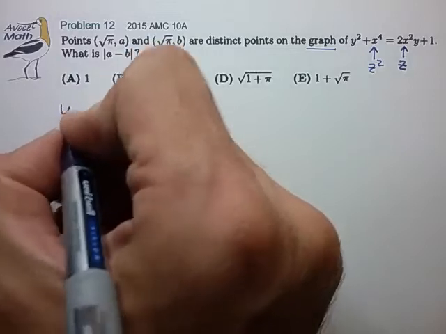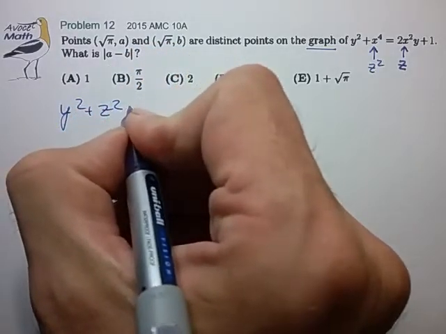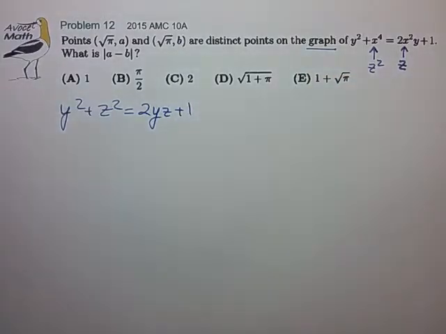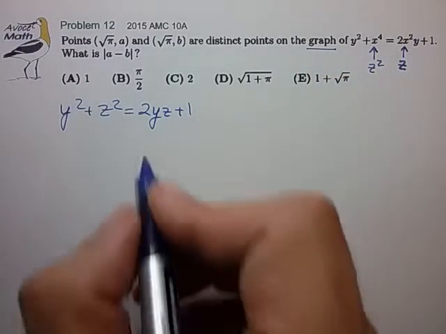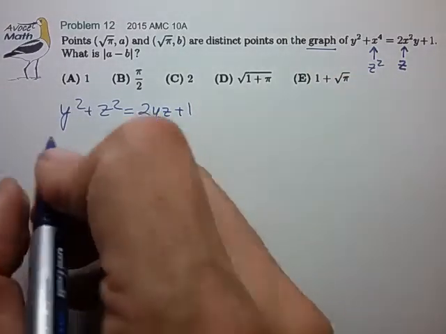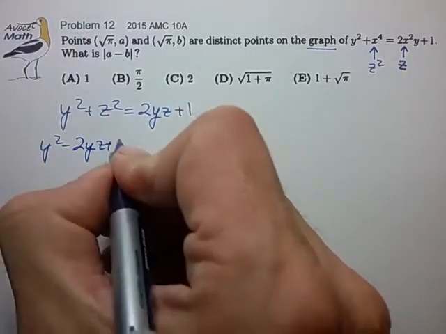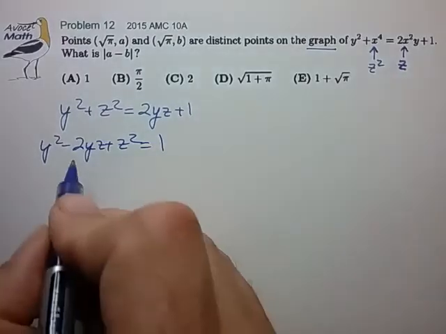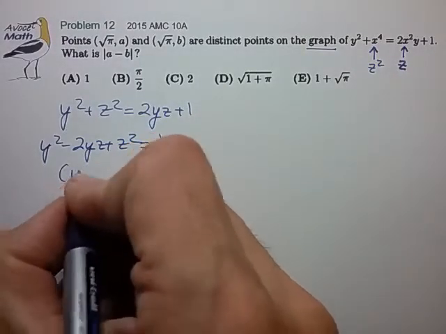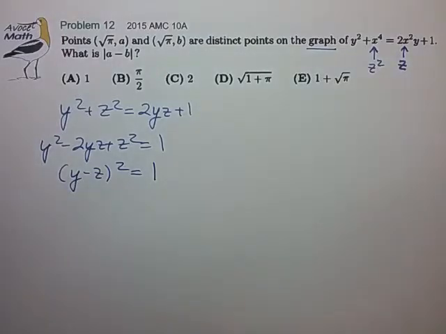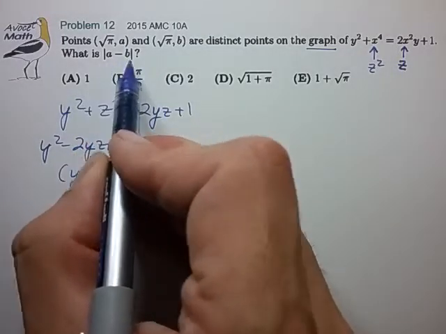And that gives us y squared plus z squared equal to 2yz plus 1. And that looks like something I've seen from algebra. So let me bring over the 2yz to the other side. Okay, this looks pretty good. I can factor this. It was 1. And looks like we're trying to get towards an absolute value sign.